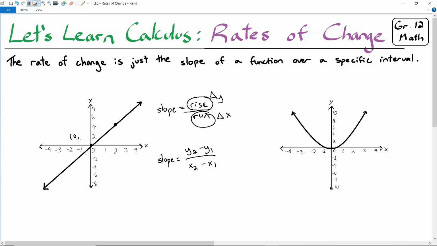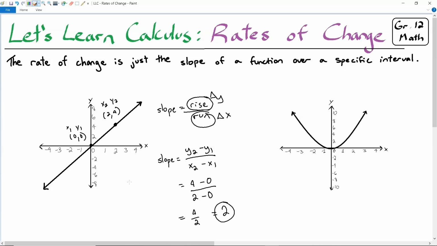So if I write out the coordinates to my points, I'm going to pick the point further to the right as my second value. So this is my x1 and y1. And if I plug in my values, I get 4 over 2, which is a slope of 2.